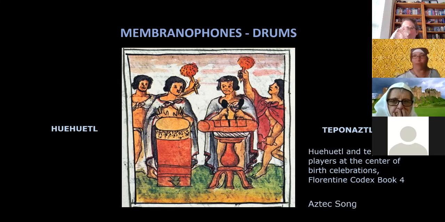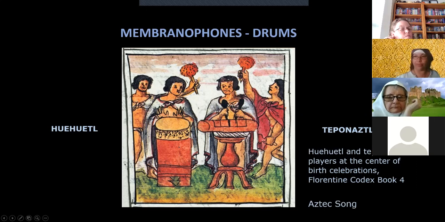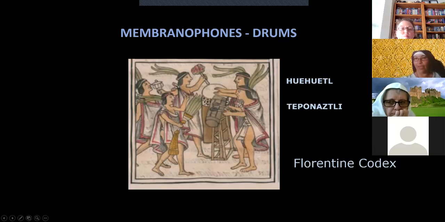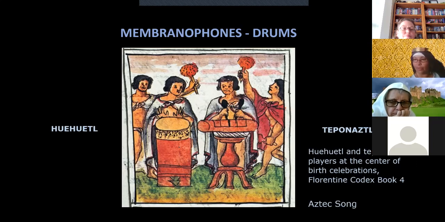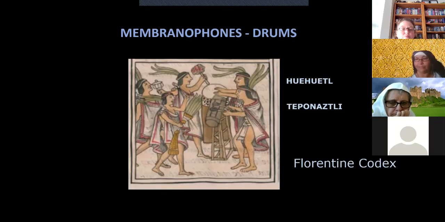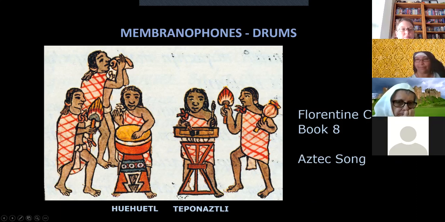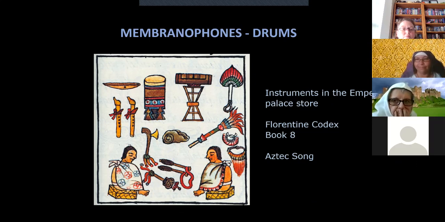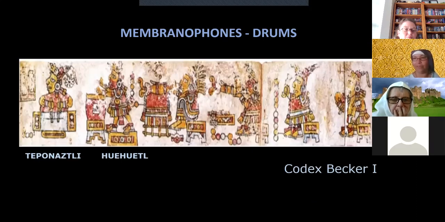In these examples, we're going to see them together. We have the huehuetl here and the teponaztli on this other side. And here we have both of them again. This is from the Florentine Codex. And the other one was Florentine Codex Book 4. And this one is the Florentine Codex Book 8. And we have here instruments in the Emperor's Palace store. And this one is from Book 8. Codex Becker, number 1. We have here both. The copy is not really clear because the book is not in good condition.